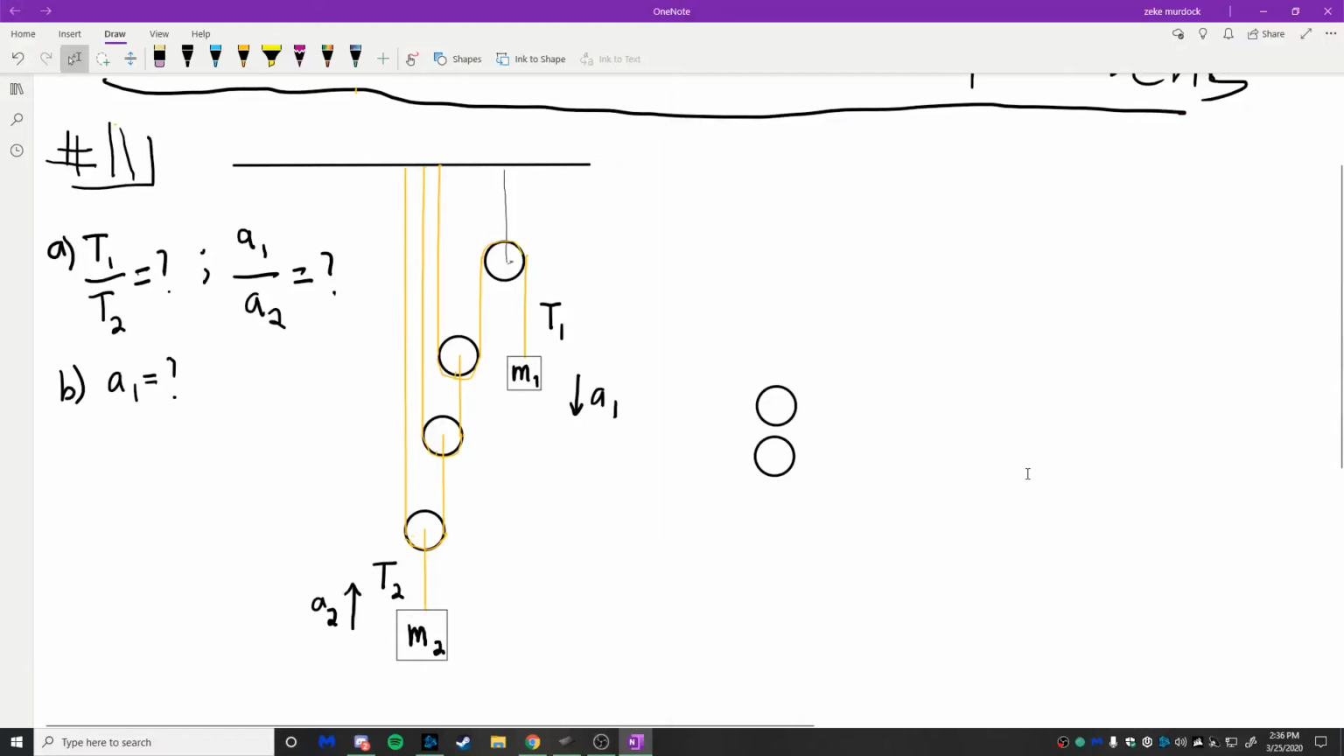Okay, let's get started. So this is problem number 11 from the Newton second law packet. We've got this pulley system, and we're trying to figure out what the accelerations are, the tensions are, et cetera. So the first thing we need to do here is to analyze this part right here, find this ratio of the tensions. And in order to do that, we're going to be analyzing each of these pulleys, blocks, and the forces that are acting on them.